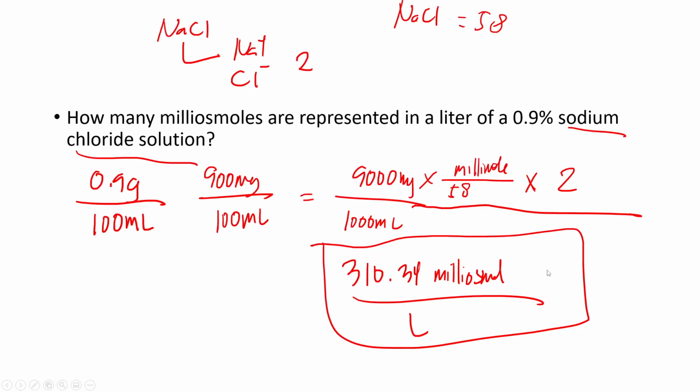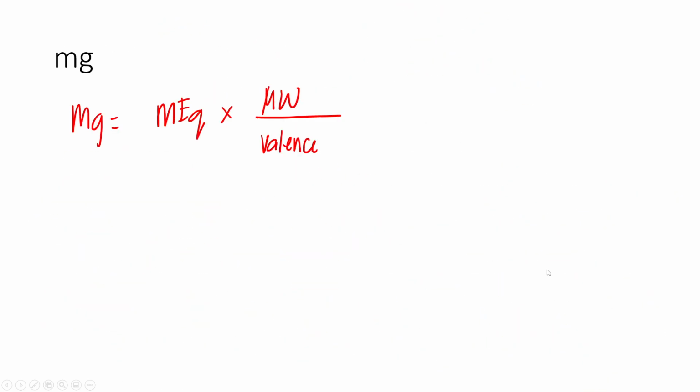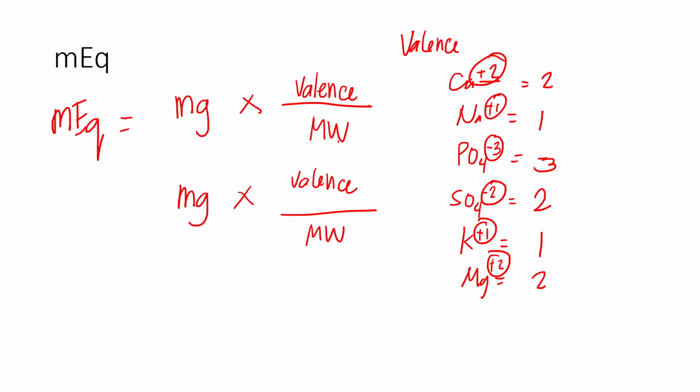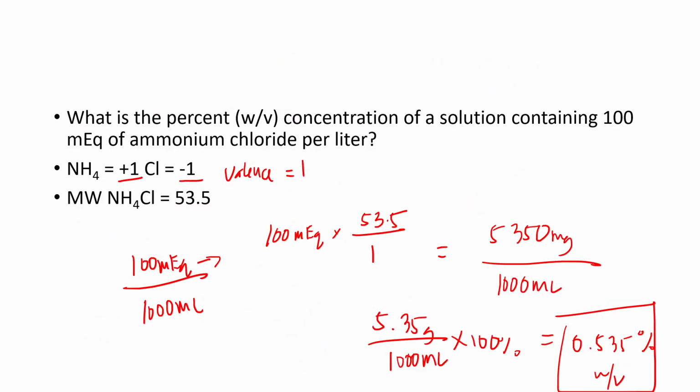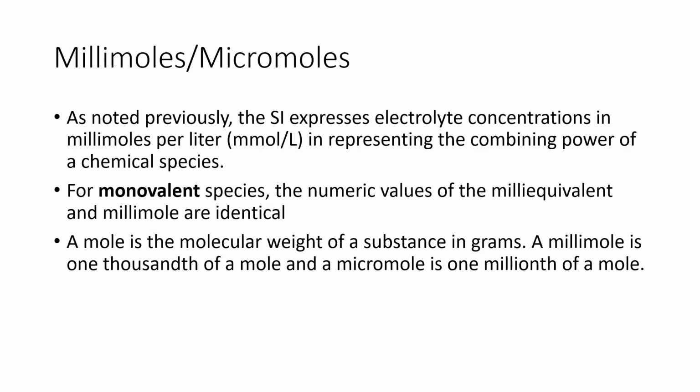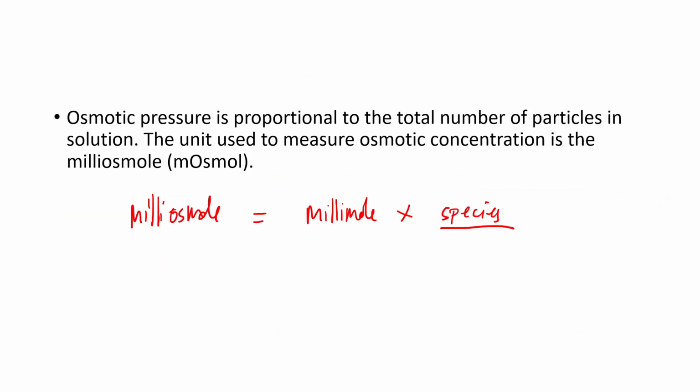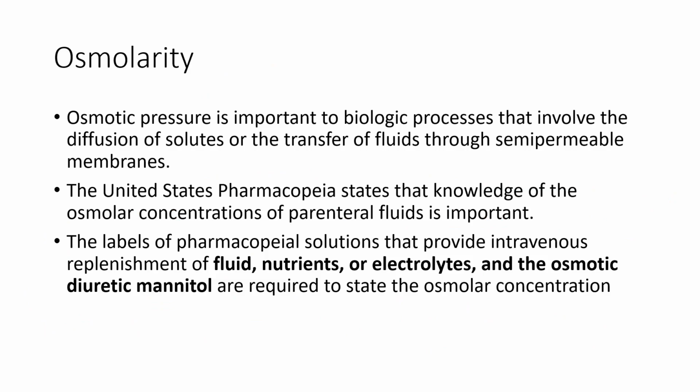To summarize, we talked about our milliequivalents, which use valence. We talked about our millimoles and micromoles, for which you need the molecular weight. And finally we have our osmolarity, in which you need to consider the number of species. That would be all.